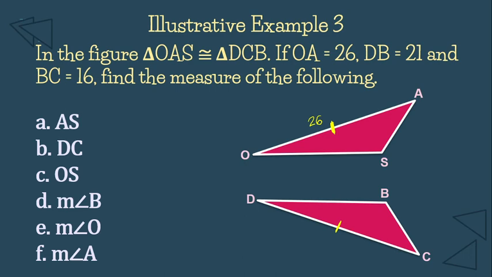Then, si AS, congruent siya kay CB. So, let's put 2 lines here, AS at saka kay CB. And then, yung natitira, OS at saka DB. Ayan.